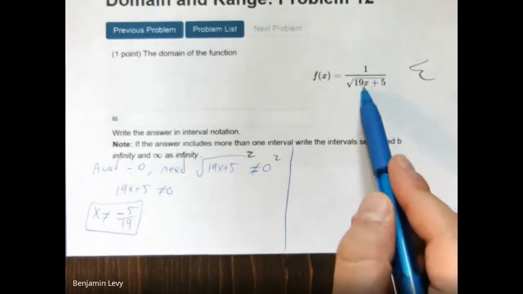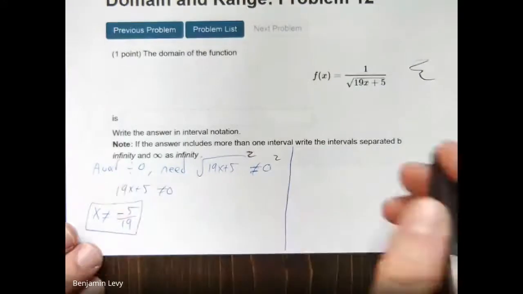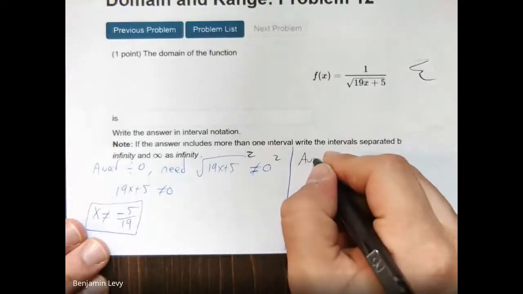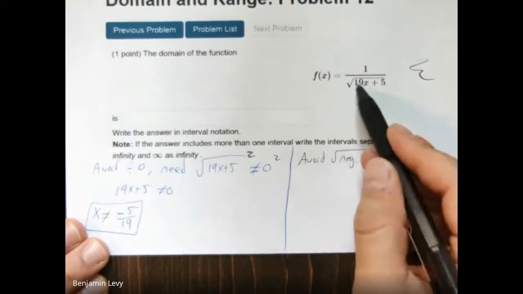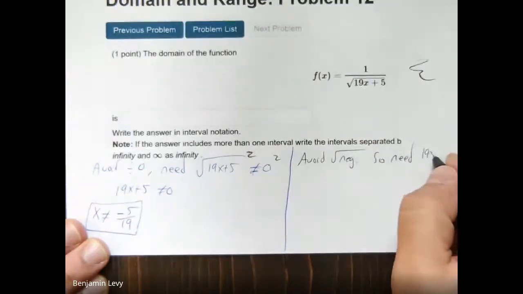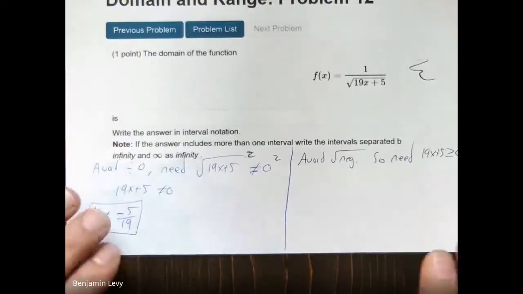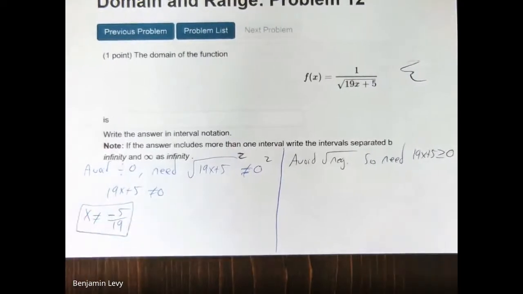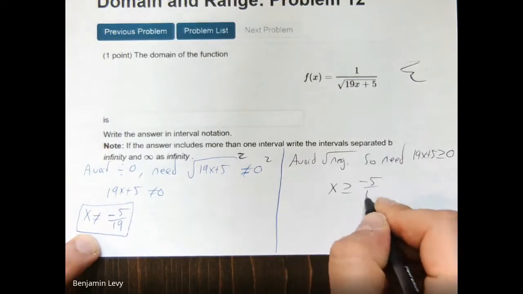Well, we also have a square root, and so we need that to not be negative as well. And so that's the second part of this one. We need to avoid square rooting a negative, and so we need that thing inside the square root, 19x plus 5, to not be negative, right? So you set it greater than or equal to 0. That's another way to say not negative. And then this is now just an inequality that we know how to solve, right? Subtract the 5, divide by 19, and so x has to be bigger than or equal to minus 5 over 19.